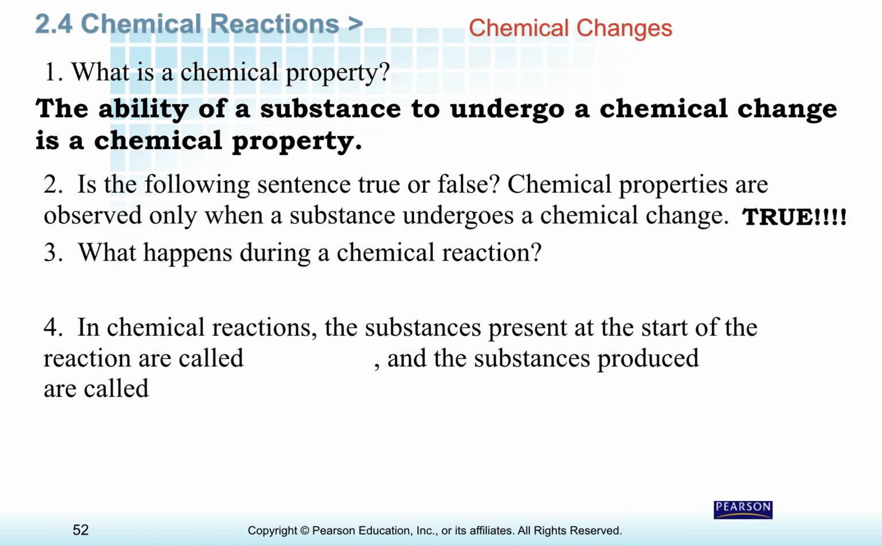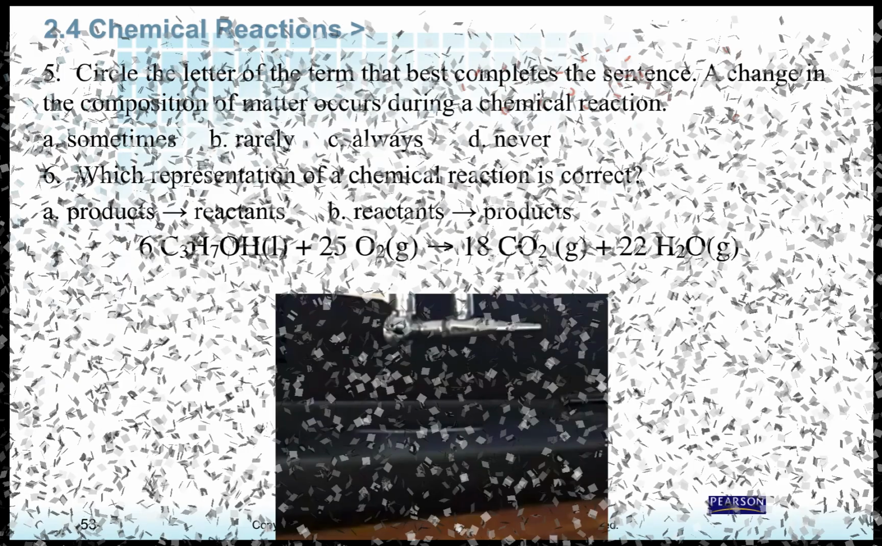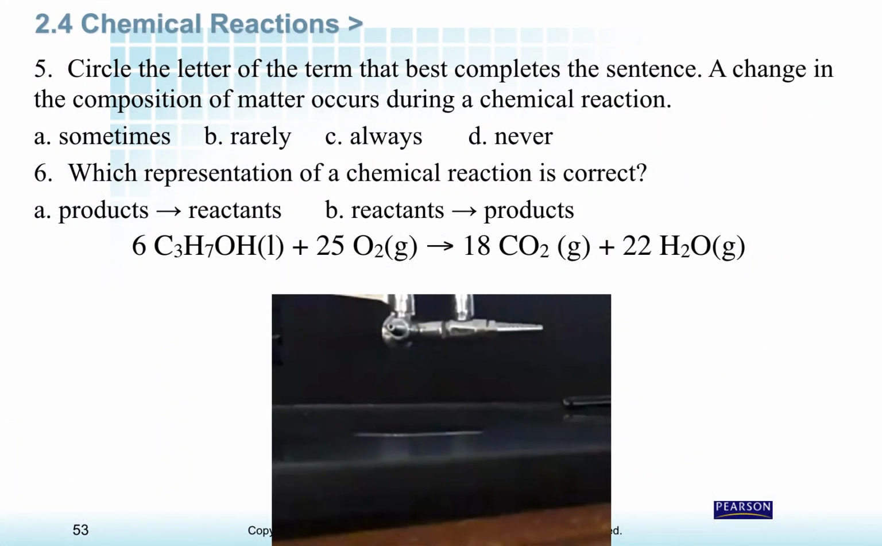What happens during a chemical reaction? One or more substances change into new substances. In chemical reactions, the substances present at the start are called reactants, and the substances produced are called products. A change in the composition of matter occurs during a chemical reaction, always. That's the main thing that differentiates a chemical change from a physical change.